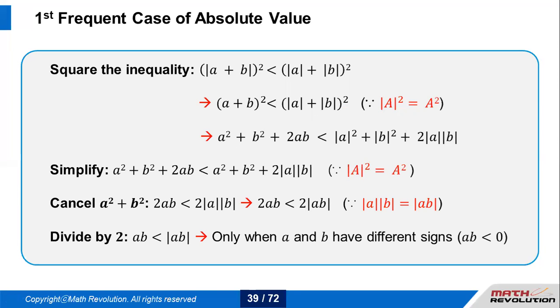Now modulus of a square is nothing but a square. So we can cancel out the a square plus b square from both the sides. So we are left with 2ab is less than 2 times modulus ab. That means ab is less than modulus of ab. Now ab can only be less than modulus of ab when a and b have different signs. That means ab is less than 0, so the product of a and b happens to be less than 0. This was the first property that we learned.